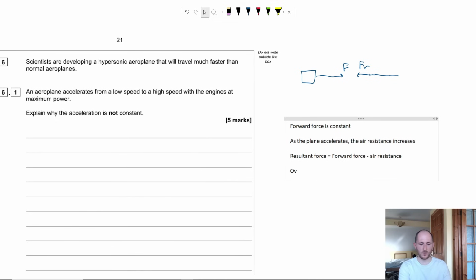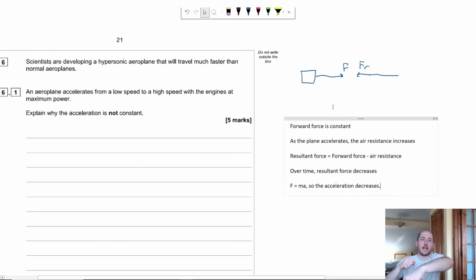So over time, resultant force decreases. F equals ma, so the acceleration decreases. That's exactly how I'd write it. So it's not really that many words. So just go over it again.